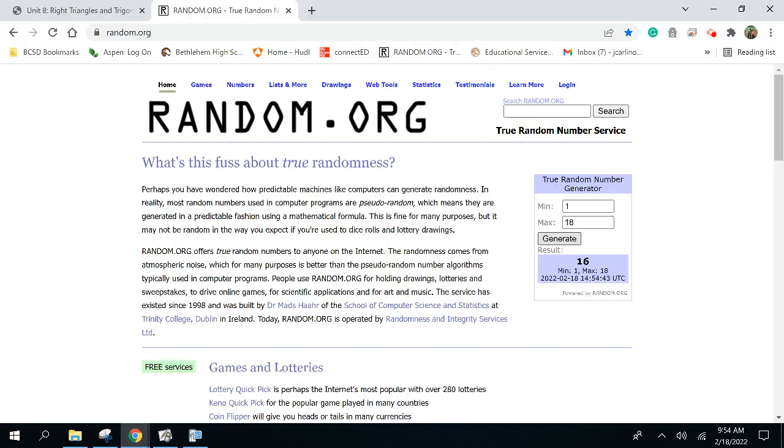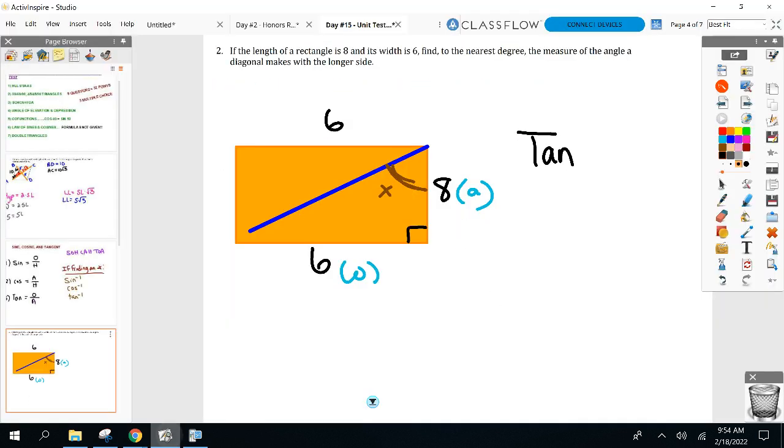Tangent of, whoa, I need an angle here, though. X equals, go ahead now. Opposite over adjacent, 6 over 8. Not cross multiplying. We just talked about that. We're going to do inverse. Inverse tangent, 6 over 8.